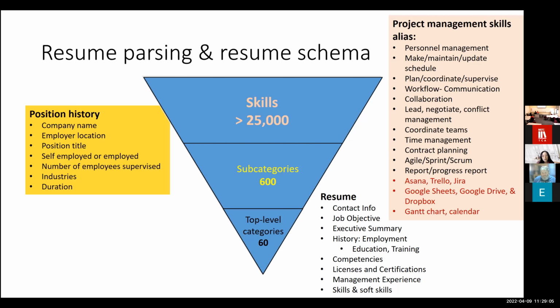But when we get to the skills part, it's getting messier and messier, right? Top category straightforward, subcategories pretty standard, and then skills are getting really messy.